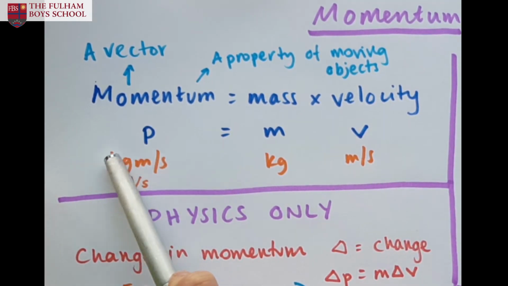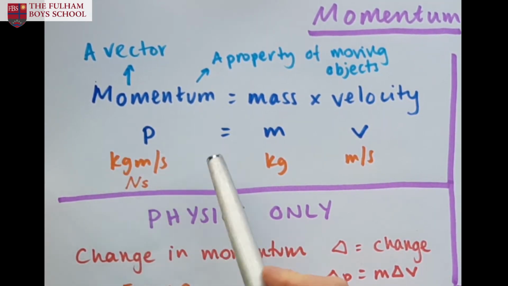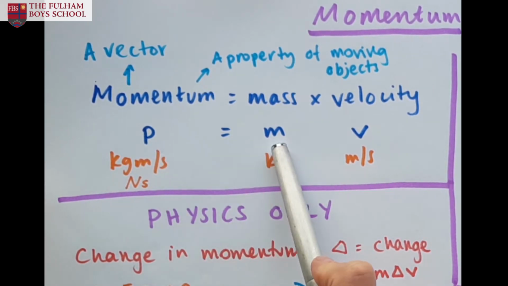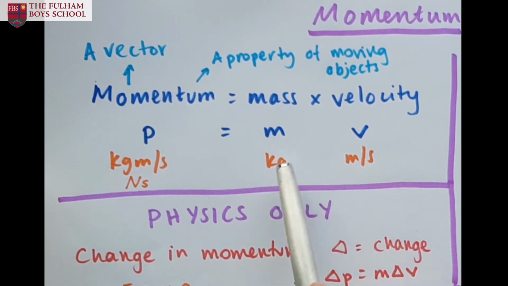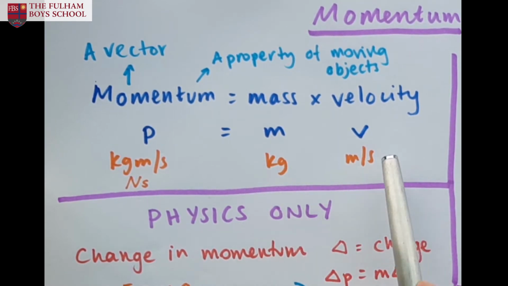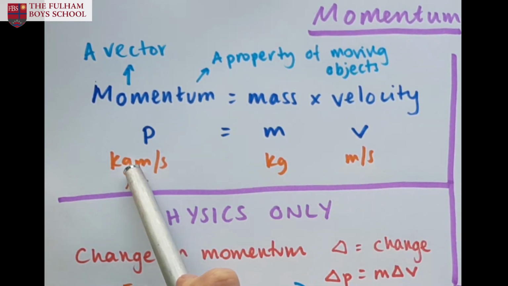The units for momentum is a question that's often asked, and if you just remember that momentum is mass times velocity, then to get the units of momentum you just squish the units of mass and velocity together. Kilograms, meters per second, kilogram meters per second.